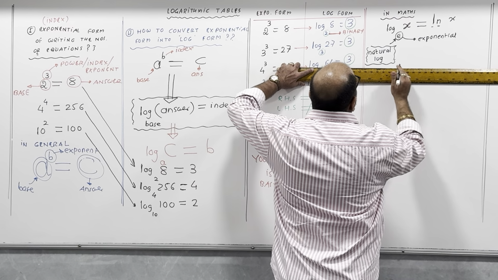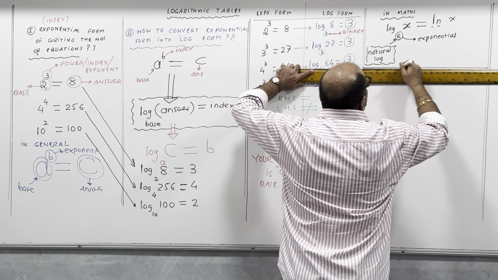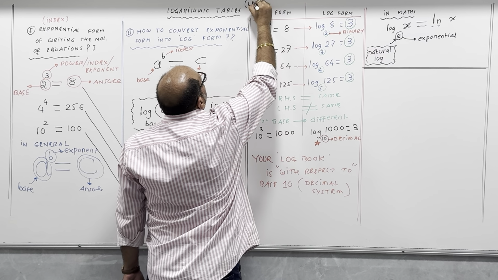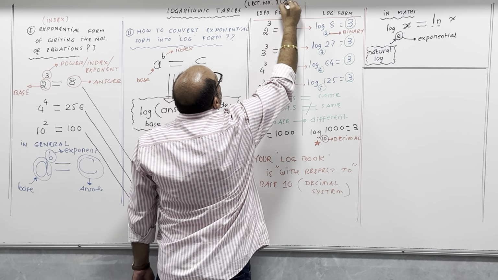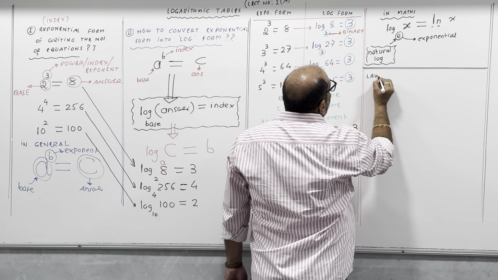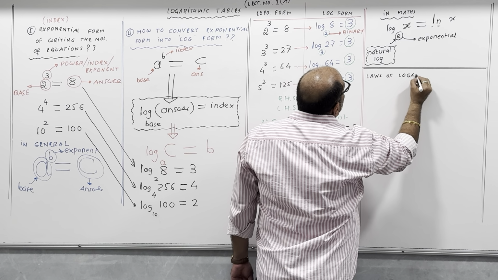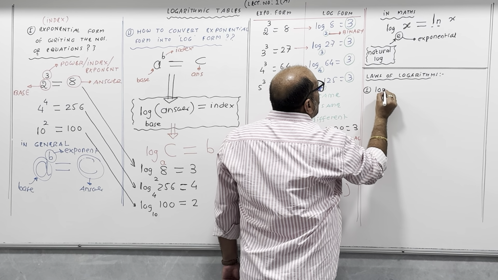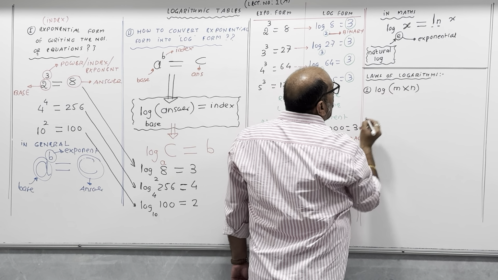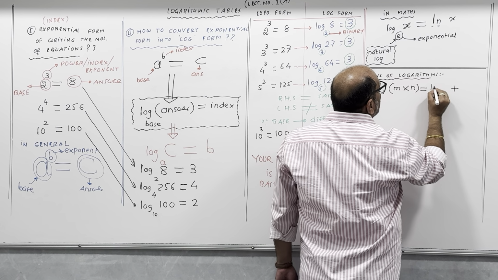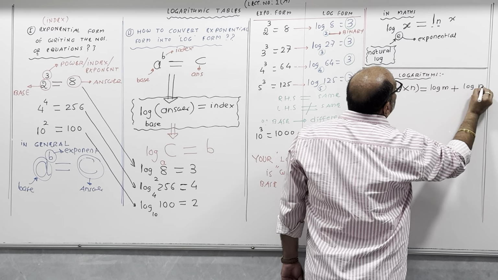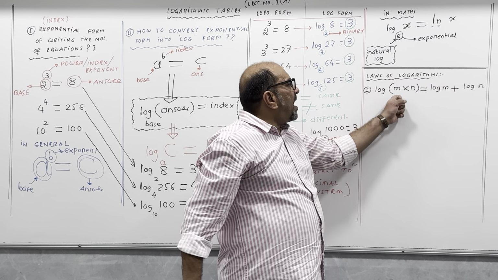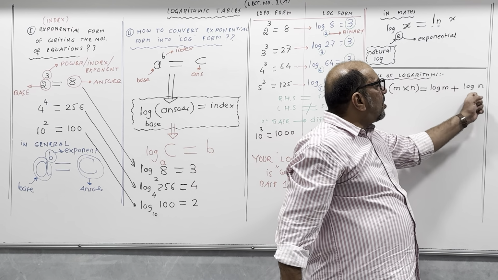Now we are going to talk about some laws of logarithms. The laws are, the first law is log of product. Say log of m into n is equal to sum of logs. That means log of m plus log of n. I repeat, log of product is sum of logs. That means log of m into n is log of m plus log of n.